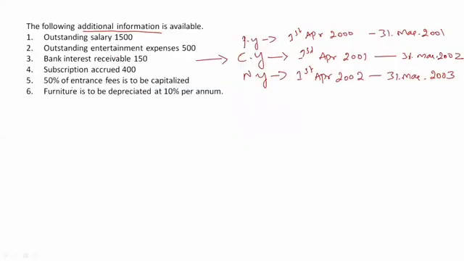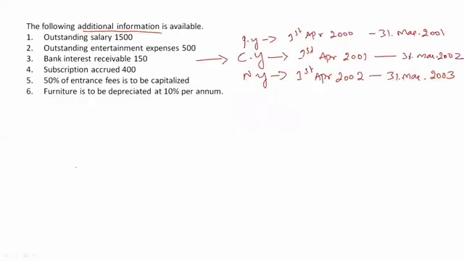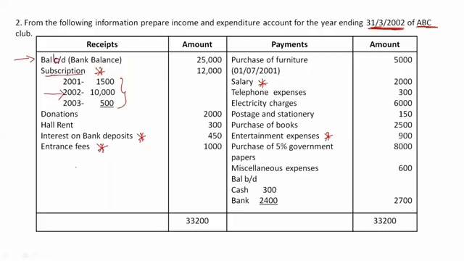Okay, yes. Then 50% of entrance fees is to be capitalized. So an entrance fees related adjustment is given. So check out where entrance fee is. We have it on the income receipt side. Then furniture is to be depreciated at 10% per annum. So a furniture related adjustment is there. Find where furniture is in the question. Yes, on the payment side.